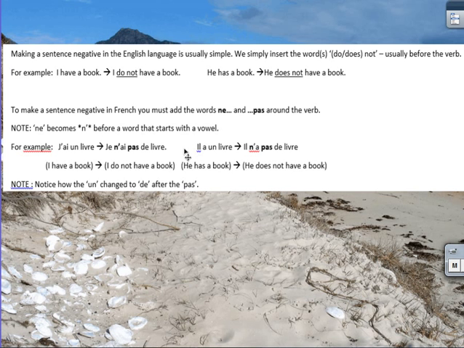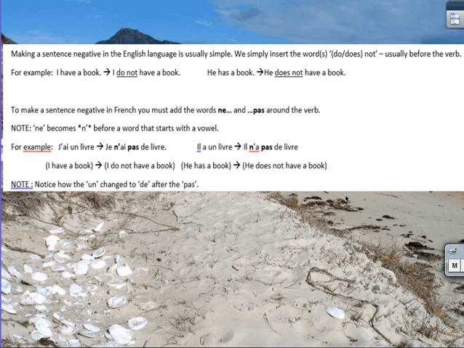It makes it negative. Of course, if you want to say that he has a book and change it to he doesn't have a book, same thing happens here. You take your he has a book sentence, you put in a ne pas. You have to make sure that you put it around the word have so that you're making the word have negative and saying he does not have a book.